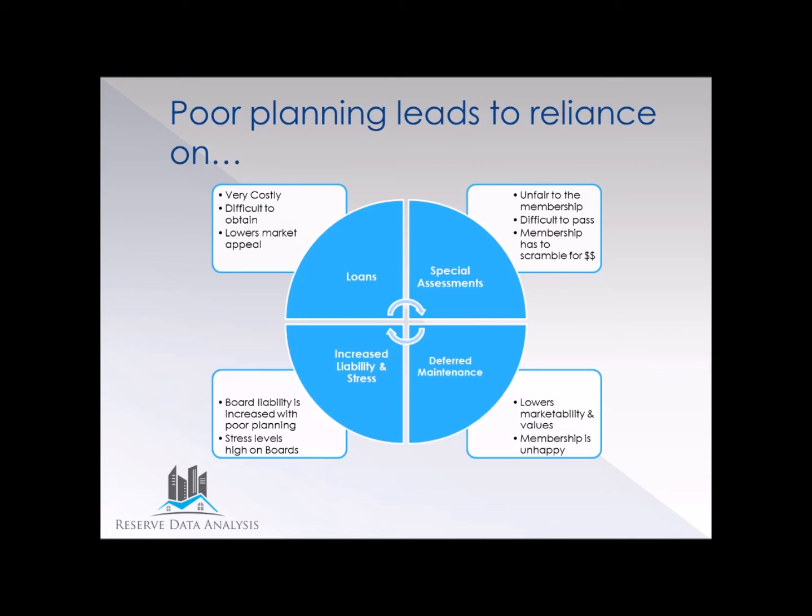Increased liability and stress on boards. Again, if you're making financial decisions for a community, you have to remember that the money in the reserve account and the operating account is the community's money.